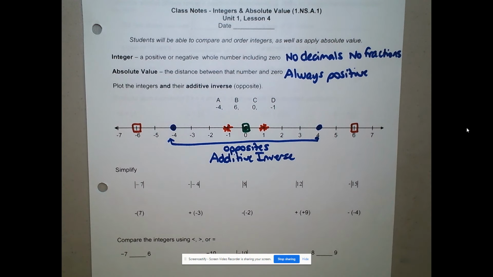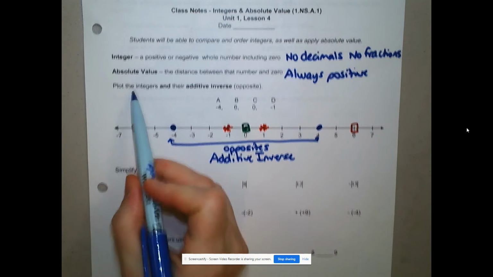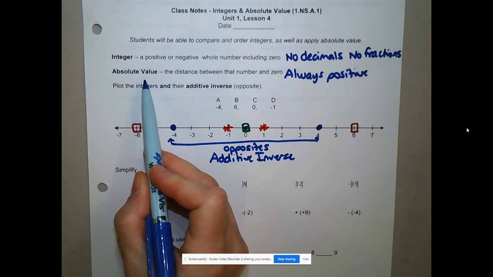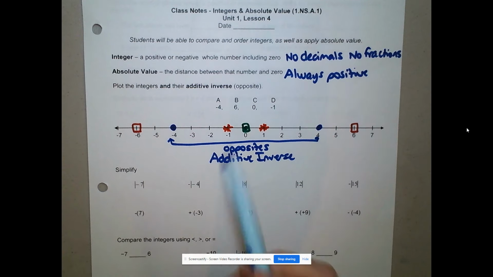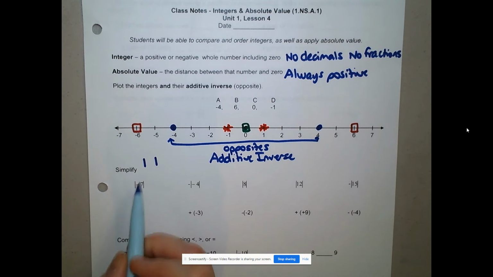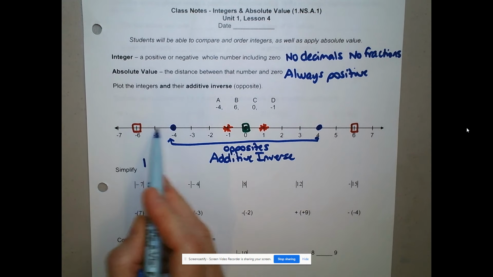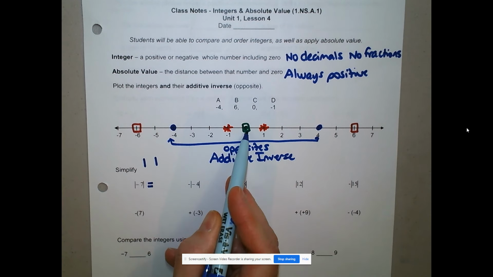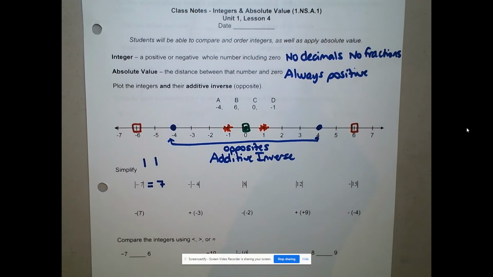So absolute value, distance from 0, was the term that we have on here that may or may not be new. You've probably heard it before. But what is the absolute value symbol? The absolute value symbol is these two vertical bars. So this reads out loud, what is the absolute value of -7? How far is -7 from 0? 1, 2, 3, 4, 5, 6, 7 units away from 0. So it's worth +7. Distance is always positive.